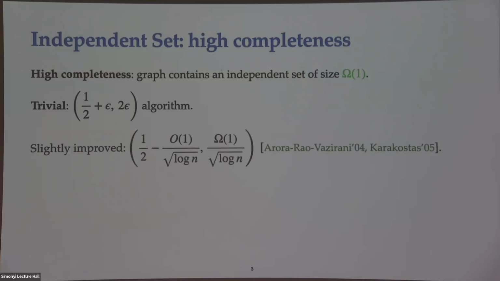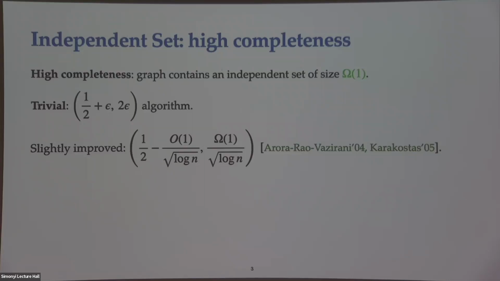We can do slightly better. Karakostas proved that if you're given a graph with half minus 1/√log n size independent set, then you can find a 1/√log n size set. And this is building on the famous work by Arora, Rao and Vazirani, who proved a root log n approximation for sparsest cut. So this is roughly where this root log n comes from. And this is the best known algorithm so far. For example, if we change this to half minus epsilon for any constant epsilon, we know nothing better than the algorithm by Feige in 2004.